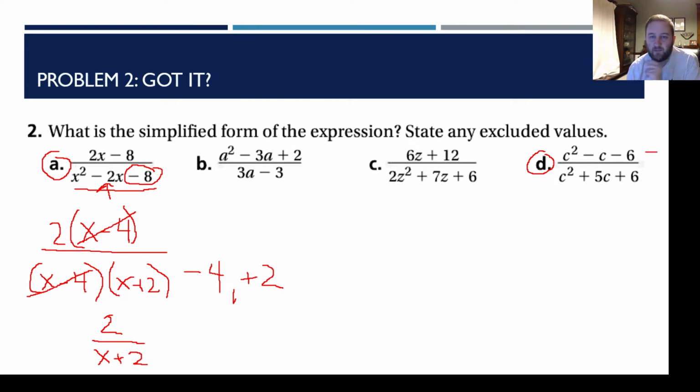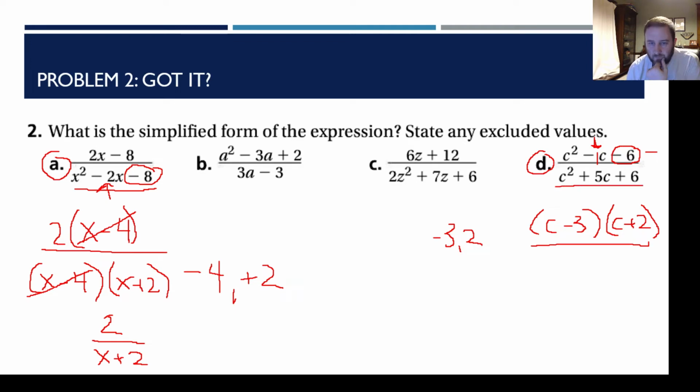So first, let's look at the top. We want factors of negative 6 that add up to negative 1. Okay? So factors of negative 6, that would be negative 3 and positive 2. Negative 3 times 2 is negative 6. Negative 3 plus 2 is negative 1, right? So on top we're going to have c minus 3 times c plus 2. All right, now on the bottom, we want factors of positive 6 that add up to a positive 5.